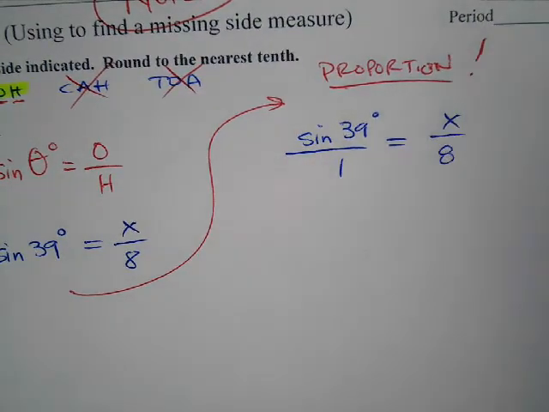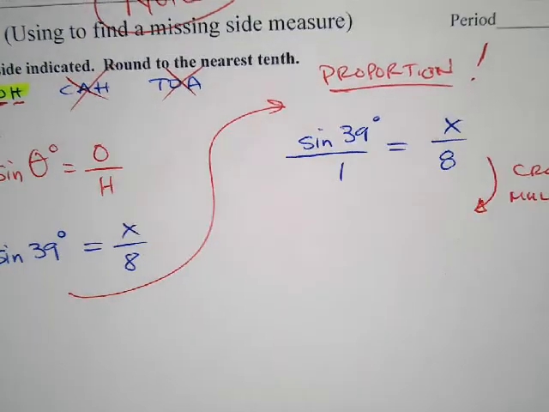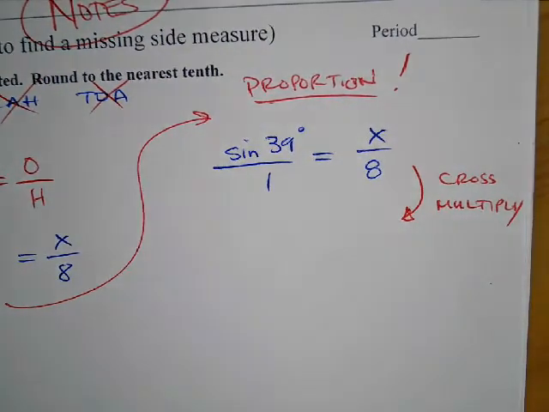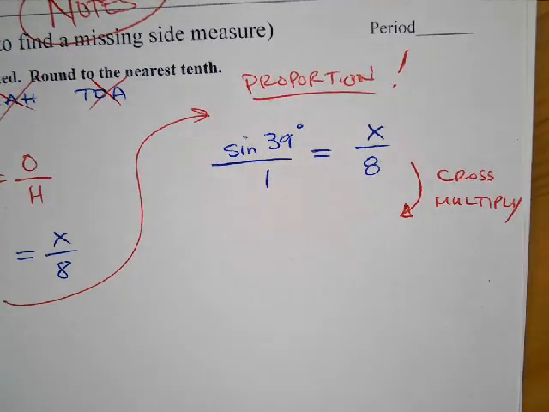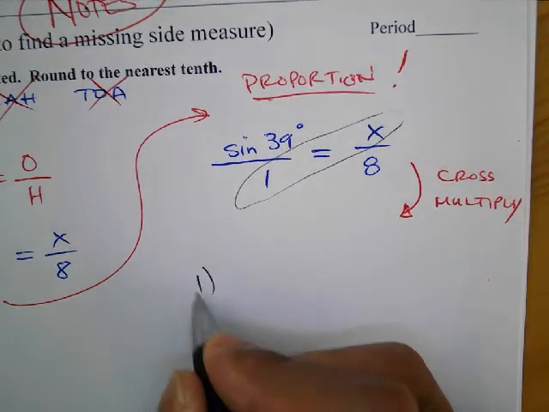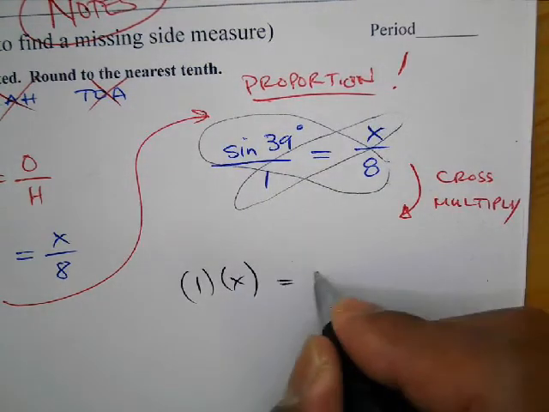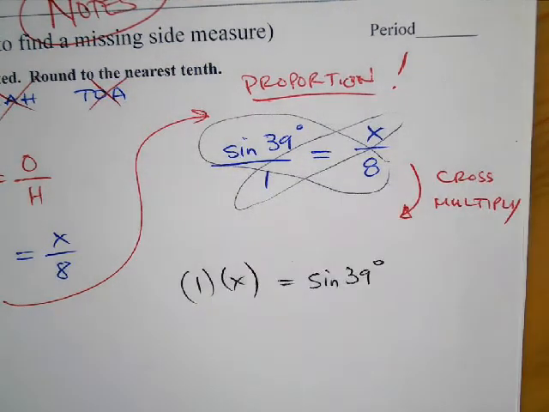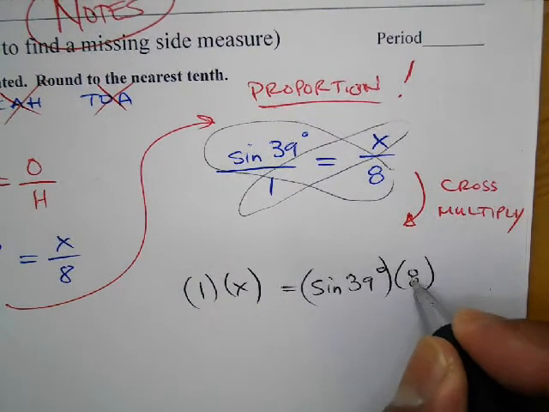And how did we learn to solve a proportion? We cross multiply. I like to start with the one that has the variable. That's going to be x times 1, or 1 times x, equals this times this: sine of 39, which is just a number in decimal form, where you're going to use your calculator, times 8.